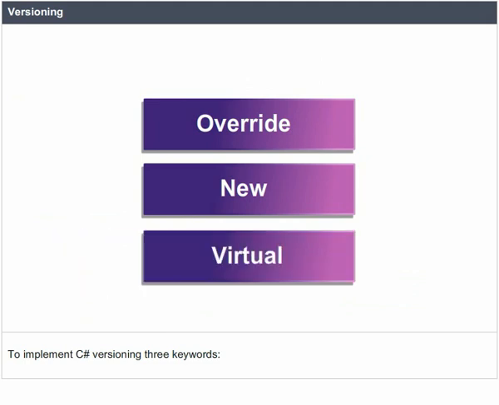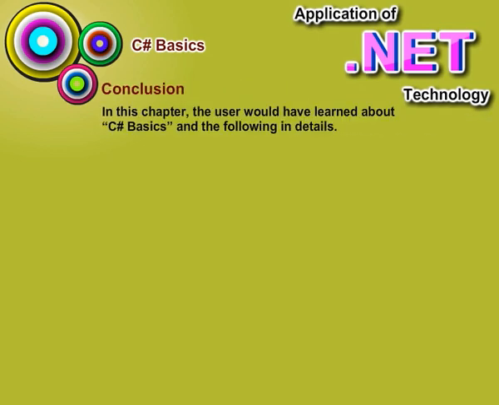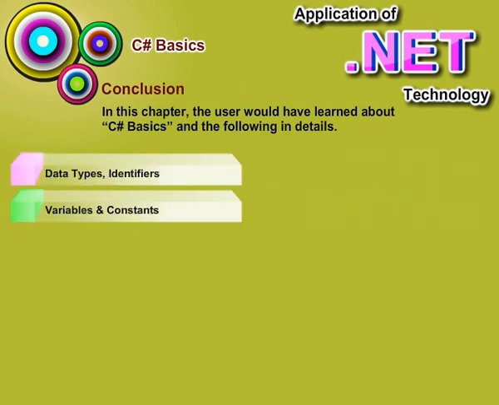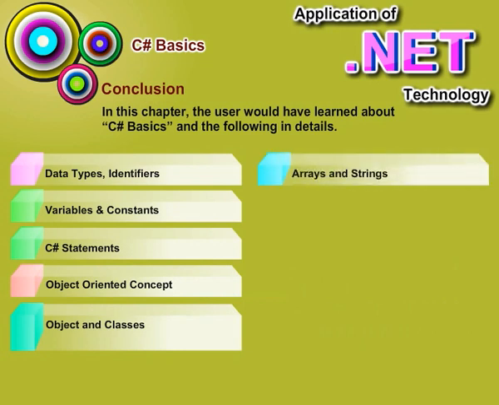Conclusion. In this chapter, the user would have learned about the C# basics and the following in detail: data types, identifiers, variables and constants, C# statements, object-oriented concepts, objects and classes, arrays and strings, system collections, delegates and events, indexers, attributes, and versioning.